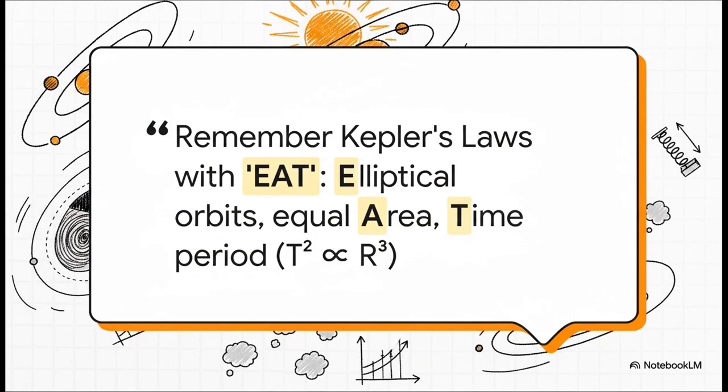And for those concepts that need a little help sticking in your brain, use mnemonics. A great one for Kepler's laws is EAT. E is for the elliptical orbits of the first law, A is for the equal area swept in equal times from the second law, and T is for the time period relationship, T squared is proportional to R cubed, of the third law. EAT. Simple, right?